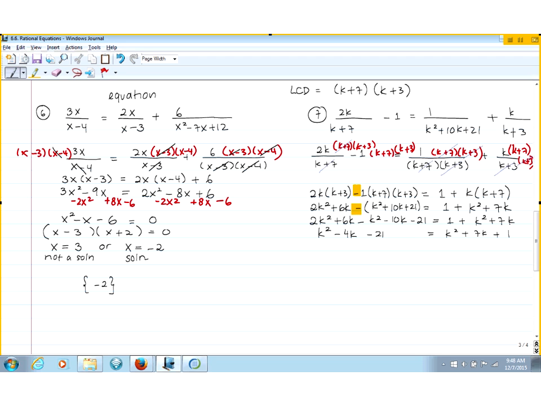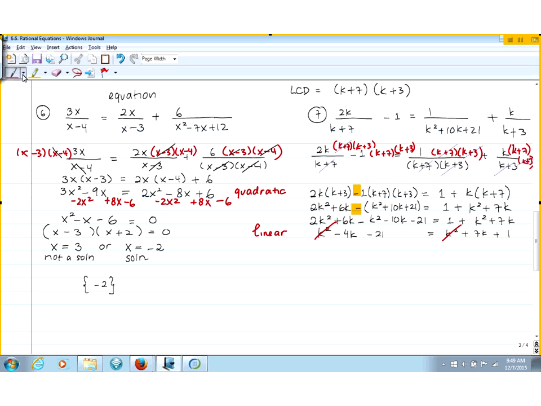Alright, so now what are we going to do? Yeah, so when we subtract k squared, what happened? Cancel, right? So I have k, this is linear because the k squared cancels. Before this is quadratic.